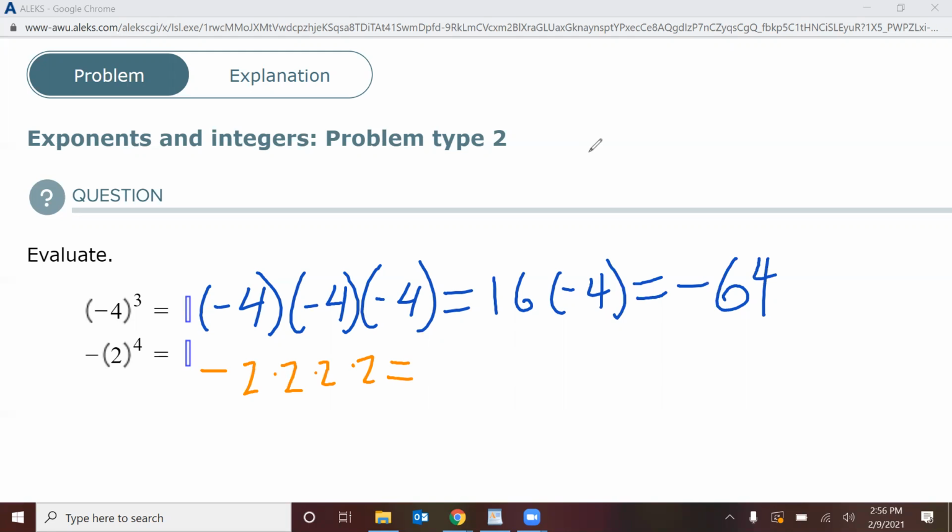So instead, we'll have negative 2 times 2 is negative 4, and we still have a pair of 2's left over. And negative 4 times 2 is negative 8. And we still have that last 2 remaining. And we multiply it out, and we get negative 16. Contrast that with this problem.